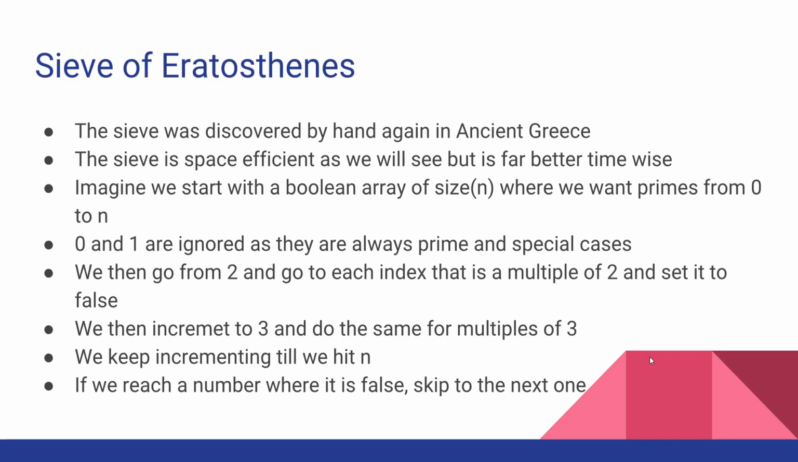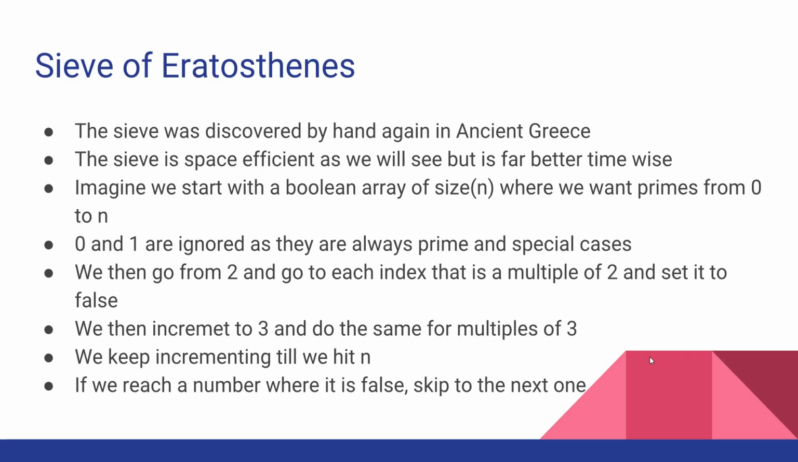For multiples of 4, we already checked multiples of 2, so we don't need to bother checking. Again, if the number we reach at an index is already false, we ignore it and we don't do this step. We don't do the multiples of it, and then we keep going until we hit 100, or the top end of the range. So basically we keep incrementing our value until we hit n, the ending value of our index.